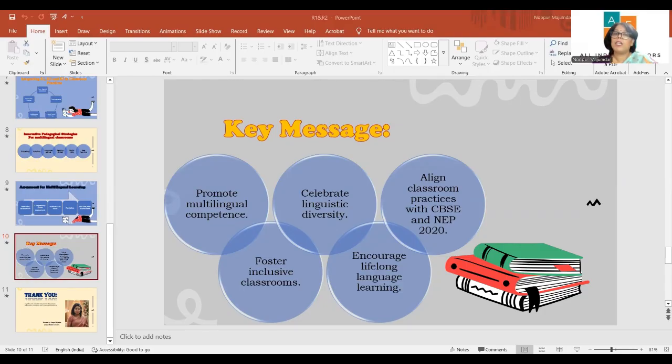Now, celebrate linguistic diversity. We all belong to different cultures and traditions, and India is a home of hundreds of languages and dialects. Every child enters the classroom with a unique background. You all will agree to it. According to NEP 2020, every language deserves equal respect because language is closely connected to identity, culture, and heritage. As teachers, we should create classrooms where students feel proud of the language they speak.